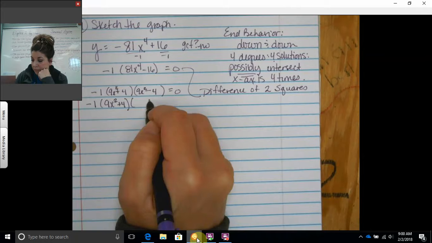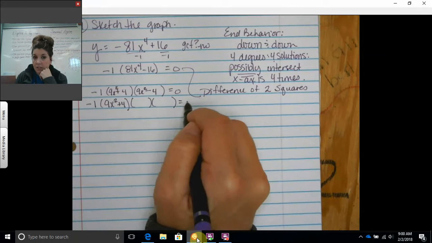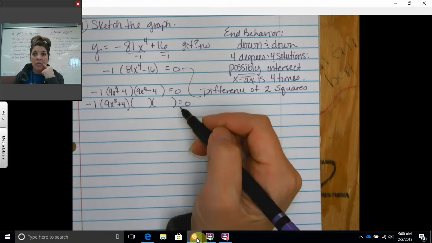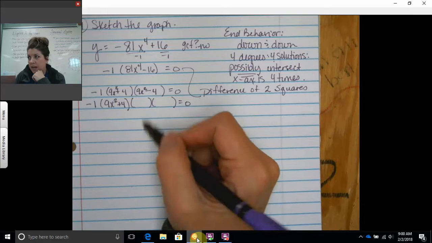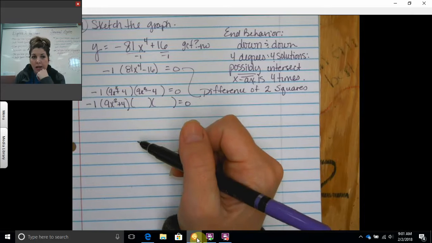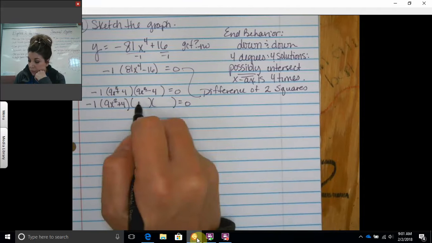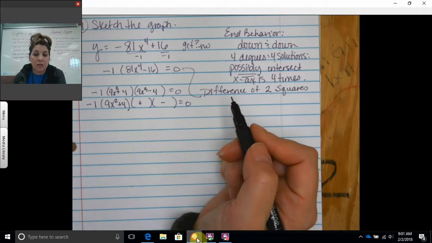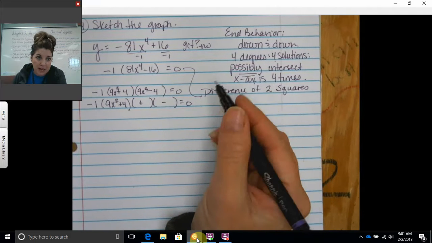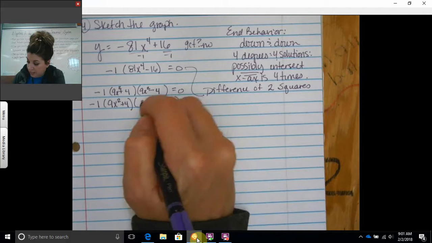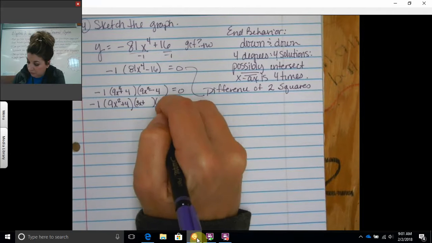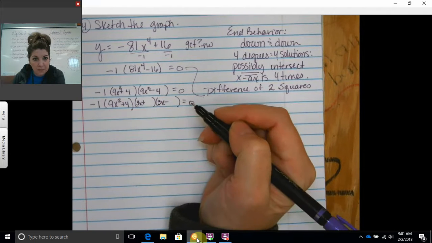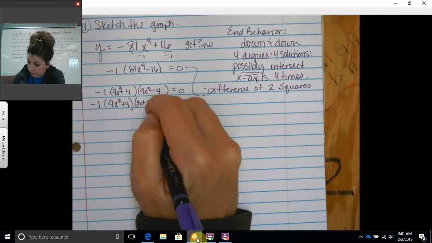But 9x squared minus 4, it's a difference of two squares. Now really when we're solving it, we don't have to factor that completely, but it's always a good idea to get that practice. So remember, one set of parentheses gets a plus, one gets a minus. What's going to be my first term in each set? 3x. And my second term? 2.